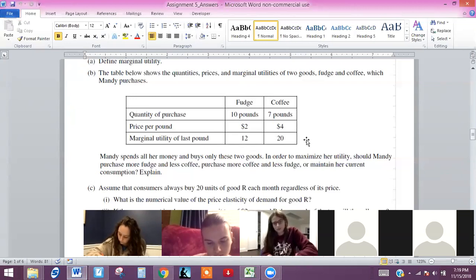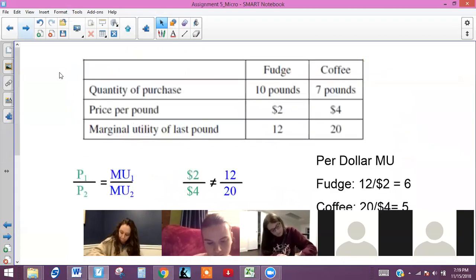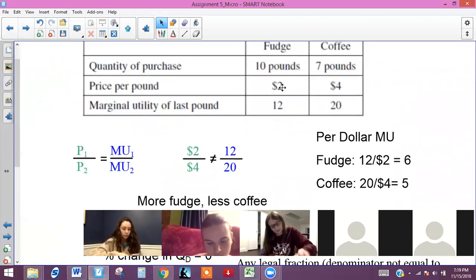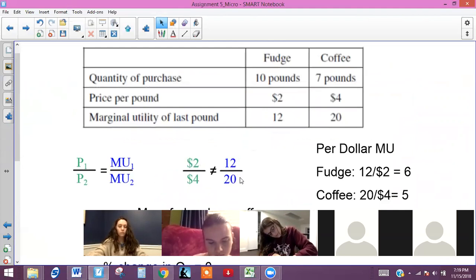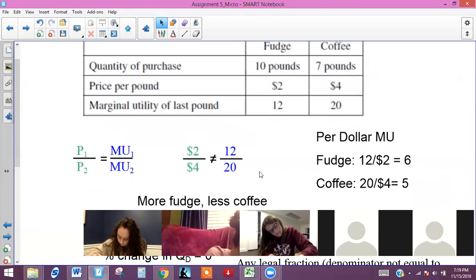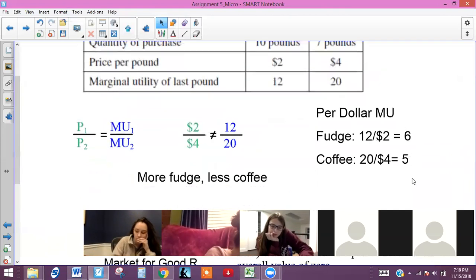So what do we do? We look at the ratio as it is now. The ratio as it is now is $2 over 4, and the marginal utility is 12 over 20. So we know that what she's doing right now does not maximize her utility because the ratios are not equal. And if we look at the marginal utility per dollar, we can see that for fudge it's 6 and for coffee it's 5. So she needs to do something different.